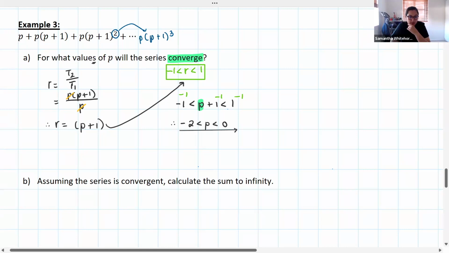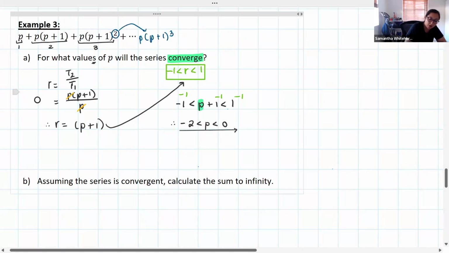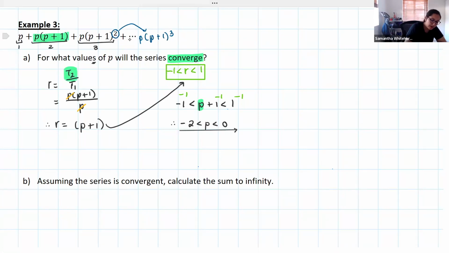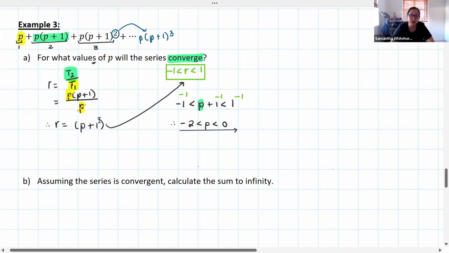All right, so sometimes students ask, sorry ma'am, isn't p times (p plus 1) one term? Yes, so here's your first term, here's your second term, here's your third term, and so on. So when we now go and work out our R value, T2 is the p times (p plus 1), so that one whole term. But then we divide it by term 1, which is p. And so the p's end up dividing away. I hope that answers your question. But yes, p times (p plus 1) is one term. And that's why I put that whole p times (p plus 1) in my numerator.